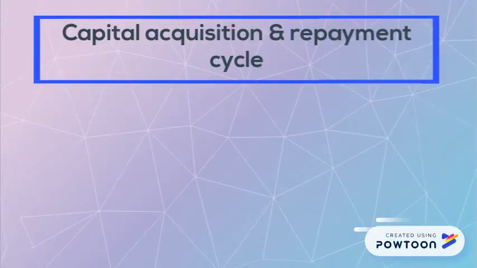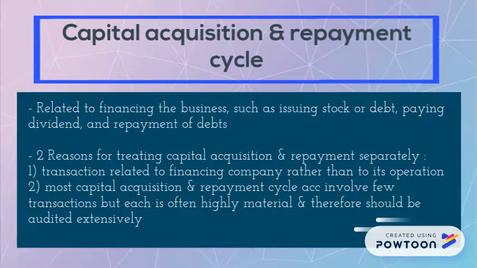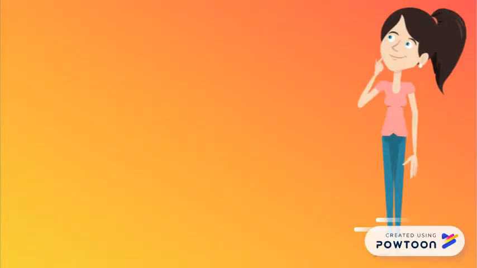For capital acquisition and repayment cycle, it is related to financing the business. There are two reasons for treating capital acquisition and repayment separately. First, transactions related to financing the company. Second, most capital acquisition and repayment cycle accounts involve only a few transactions.